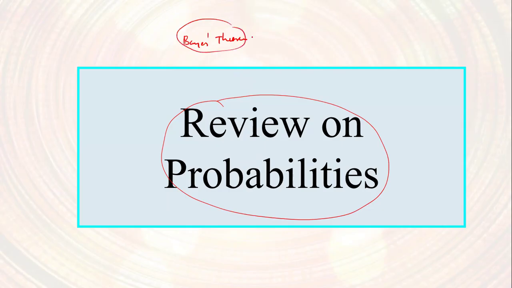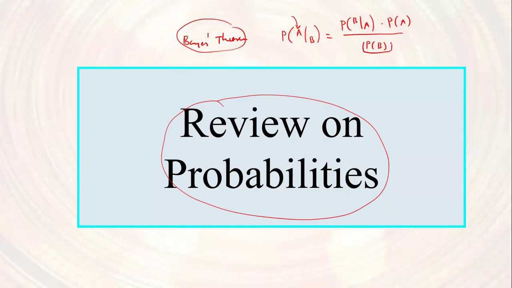Bayes theorem is the probability of event A given event B equals the probability of B given A multiplied by the probability of A, divided by the probability of B. This is the Bayes theorem. This is called the total probability.